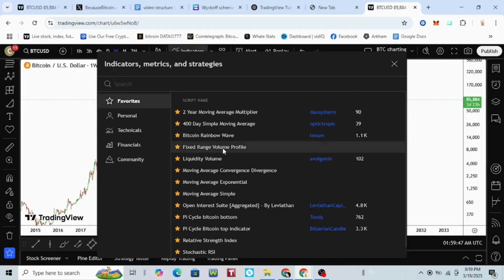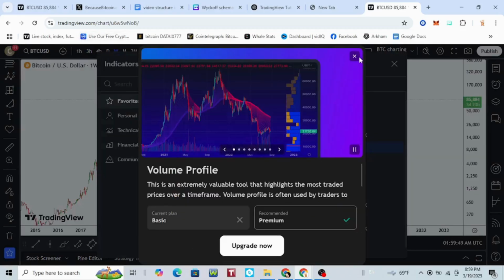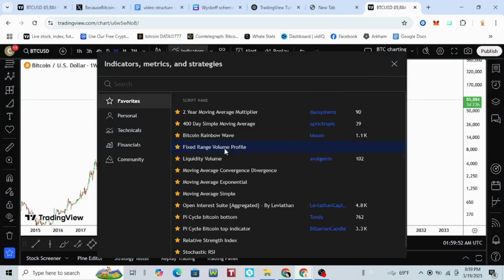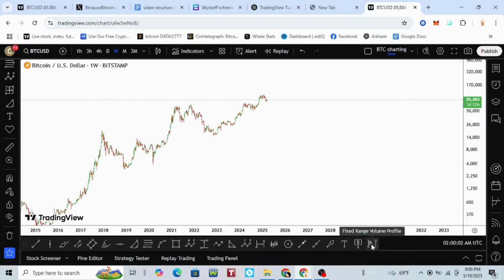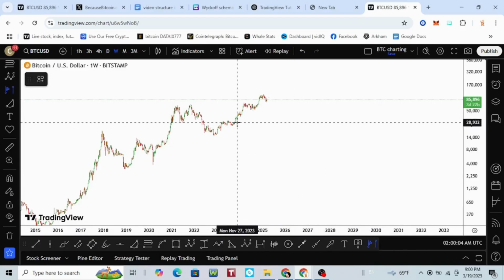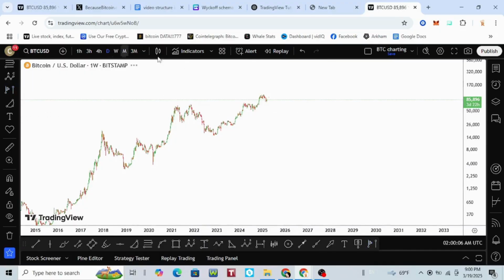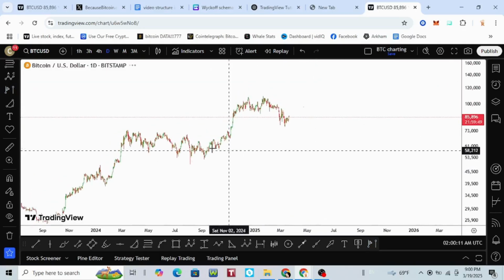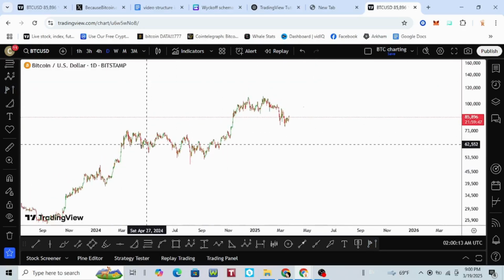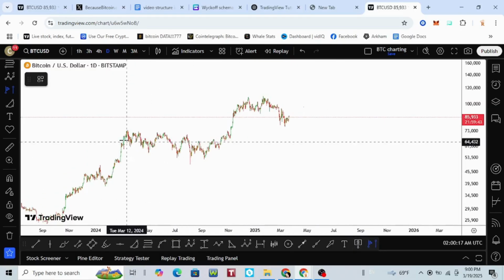Fixed range volume profile. Really do love this one right here, and you can't use it unless you have the premium package. But there's also the tool that you can use for it, which is right here, the fixed range volume profile as a tool. So you don't have to necessarily have it as an indicator. But let's just say I want to look at this range right here, just this specific range, and I want to know the volume profile of it.